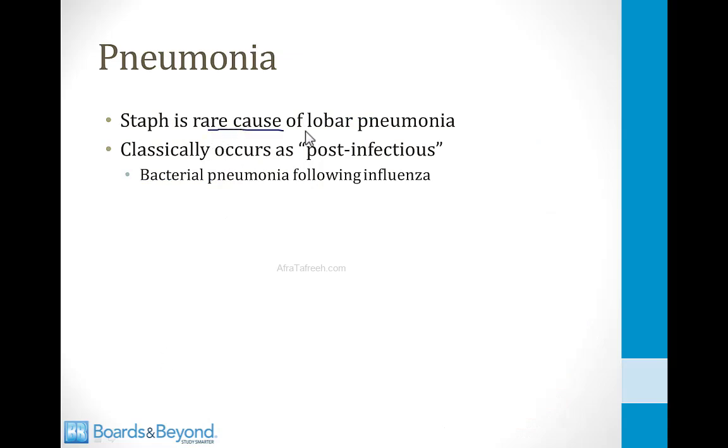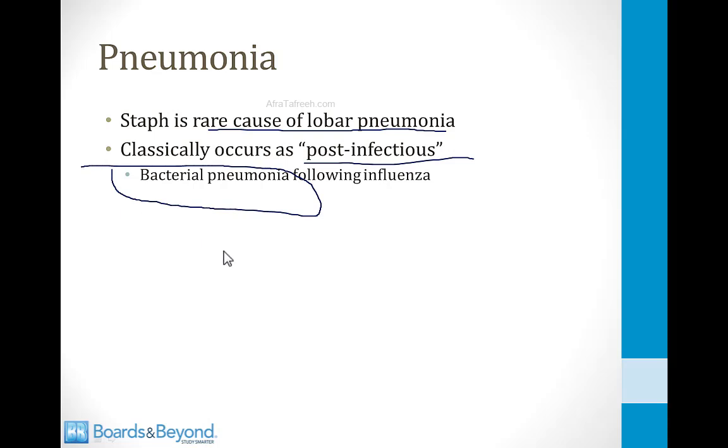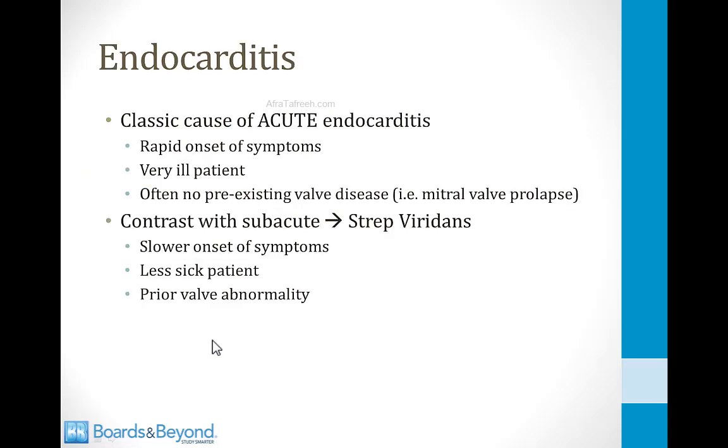Staph aureus is a rare cause of lobar pneumonia. I talk about this in a little more detail in the pneumonia module in the pulmonary section. It classically occurs as a post-infectious pneumonia, so somebody will get the influenza virus and then recover from the influenza virus, but then their recovery will be interrupted by another infection caused by bacteria, and that's classically a Staph aureus lobar pneumonia.